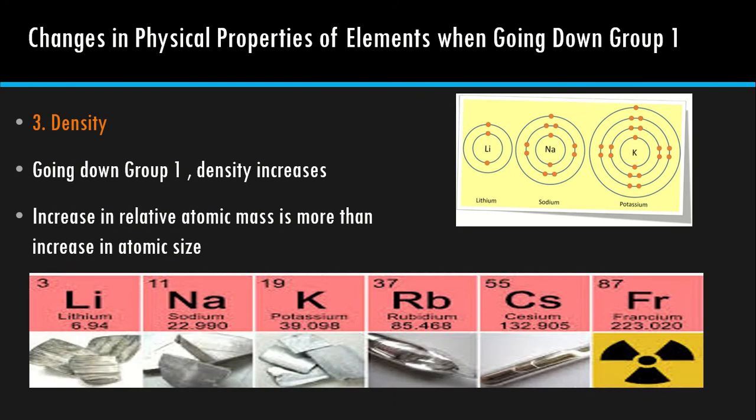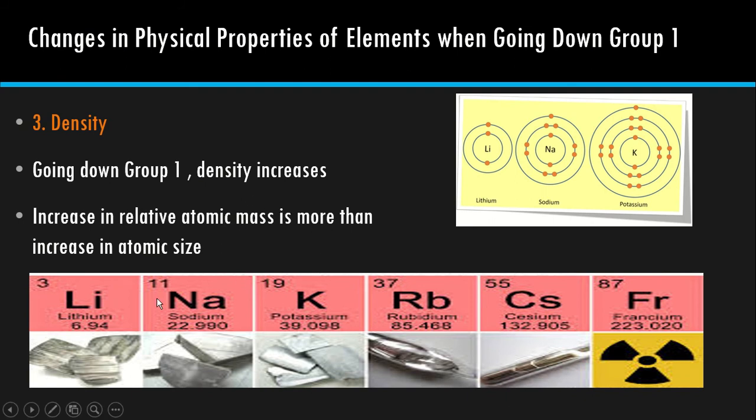The third and last physical property is the density. Okay, look here. When going down group 1, the density increases. So when it comes to density, we relate it to the relative atomic mass. Density is usually related to mass. You know density, the formula is rho equals mass over volume, right? So it is directly proportional to the mass.